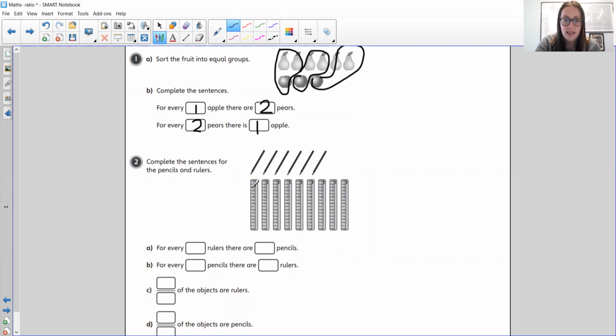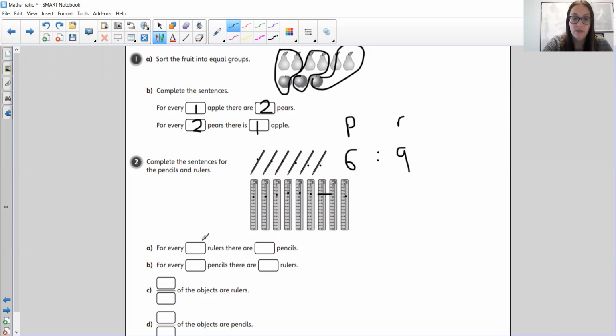Right, let's see if we can count these up. So I've got 1, 2, 3, 4, 5, 6. I've got 6 pencils. I'm going to write P for pencil. I'm going to write R for ruler. And then I've got 1, 2, 3, 4, 5, 6, 7, 8, 9. There we go. 6 pencils for 9 rulers.